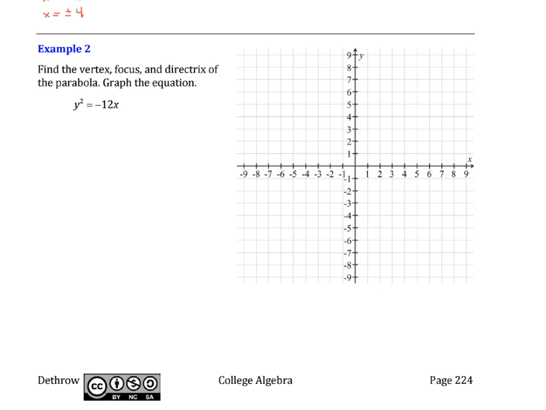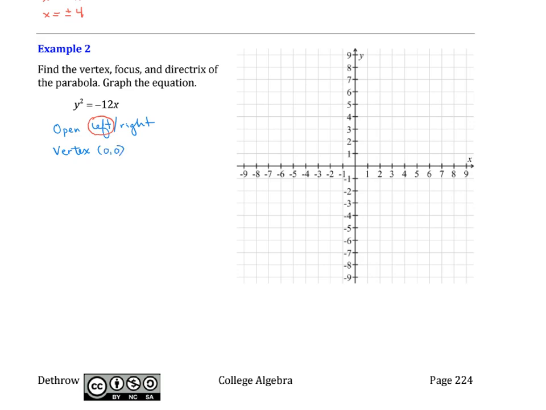Here we have y squared, so that means that we're going to open left or right. Now which way will we open? Because the coefficient on the right-hand side is negative, we're going to open left. The vertex is going to be 0, 0.